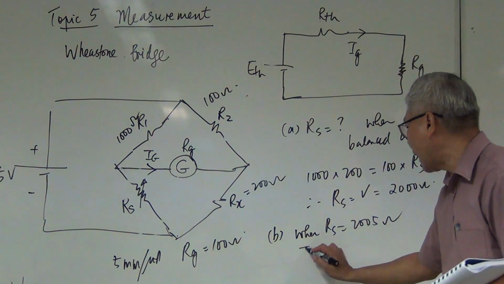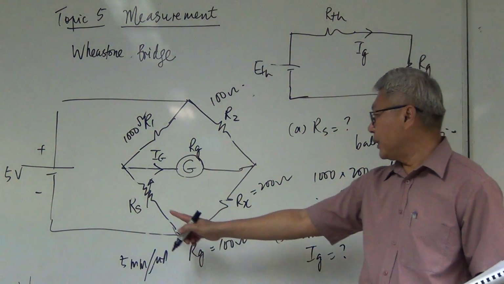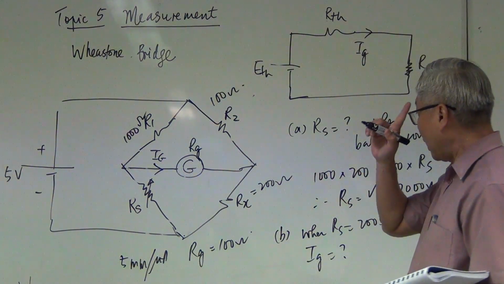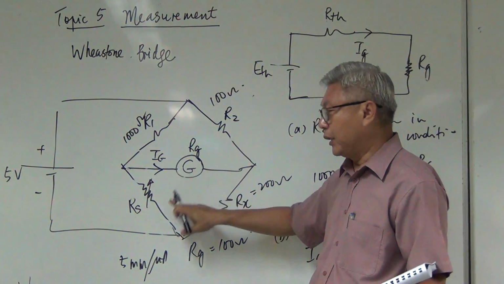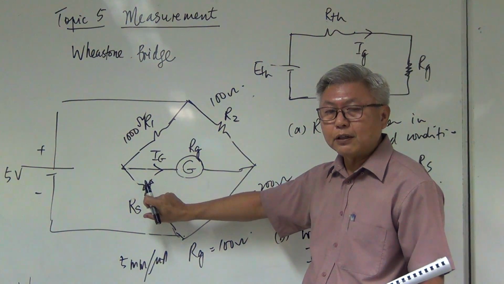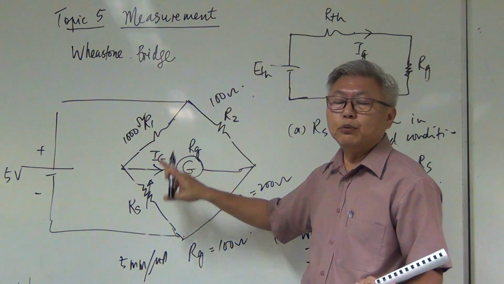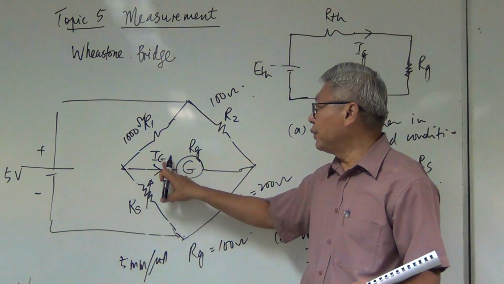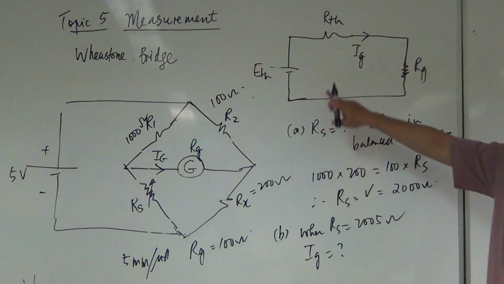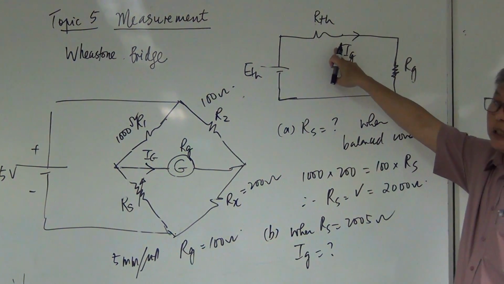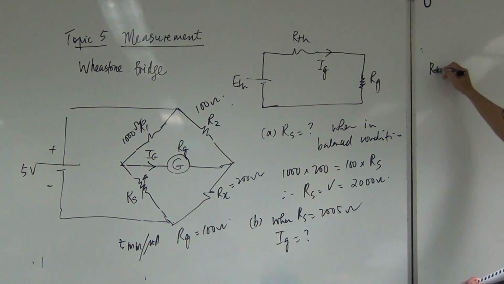You are asked to find what IG is. Just now when RS was 2000 ohm, it was balanced, no current. Now if I adjust a little bit, to 2005, the meter is going to move, and the question asks how much the movement is going to be. So we need to calculate IG. To calculate IG, we need ETH and RTH.